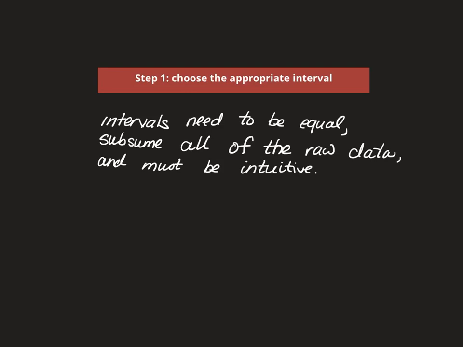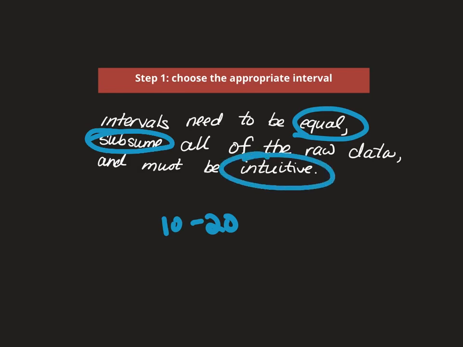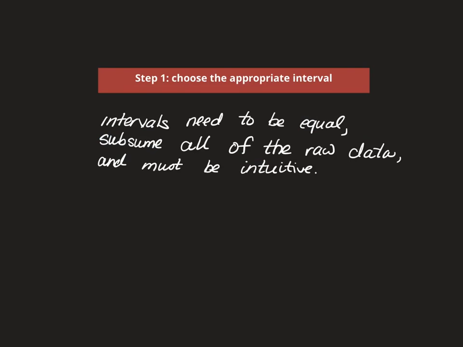Let's try a practice on choosing the appropriate interval and identifying issues with intervals. Remember, we typically want about 10 to 20 intervals, though it doesn't have to be exactly between these numbers. 9 or 8 intervals can be okay, 22, 23 can be okay, as long as the other things are true, that the intervals are all equal in size, they subsume all of the raw data, and they're intuitive or easy to count in. For our practice, we'll be focusing particularly on the equal size of the intervals and the intuitive nature of the intervals.